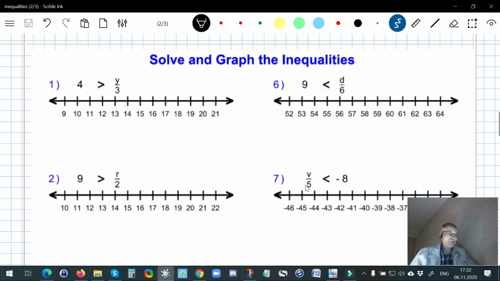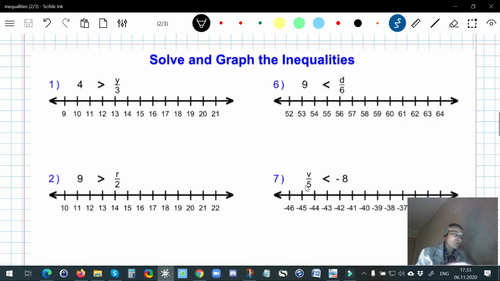So anyway, in the first one: 4 is greater than y over 3. We have to understand what our y is, and to do that we have to isolate y. So we have to remove this 3 down here in the denominator. How do we do that? By multiplying both sides of our inequality by the same quantity, by 3.